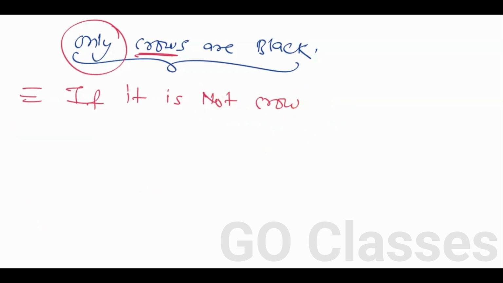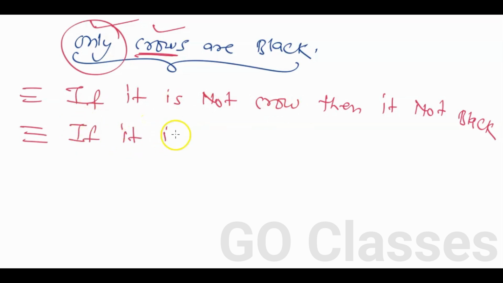Because read this statement: only crows are black. Only the crows can be black. So if it is not crow, then it is not black. Correct? The same statement in contrapositive manner we can write. Because remember, every statement is equivalent to its contrapositive. So this same statement I can write that if it is black, then it is crow. So very simple.